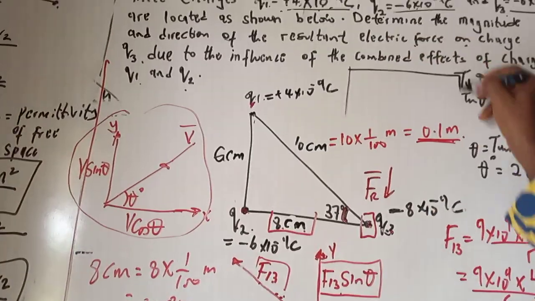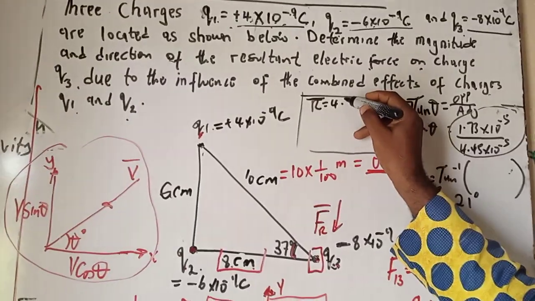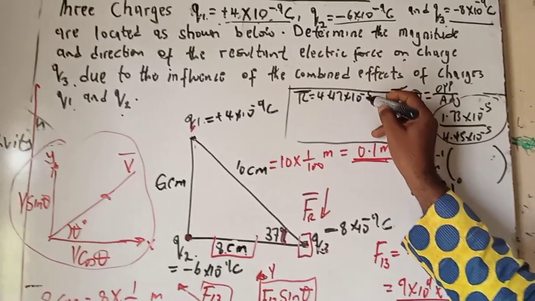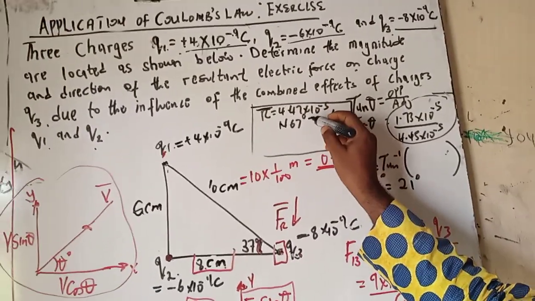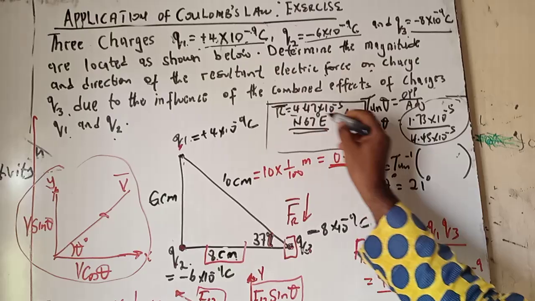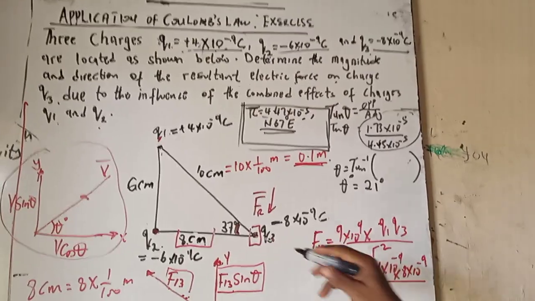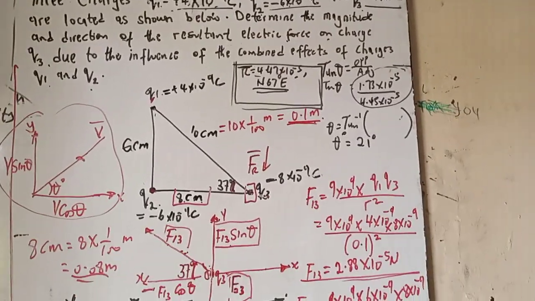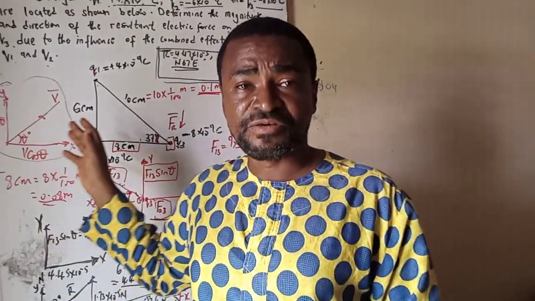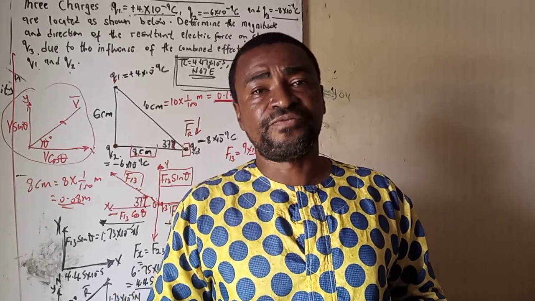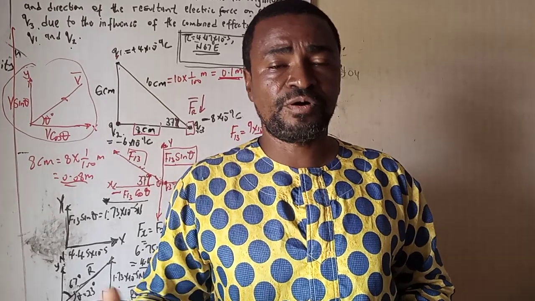So the direction of the force R is given as 4.47 times 10 raised to the power minus 5, then comma, north 67 degree east. This one gives us the direction, this one gives us the magnitude. So we have gotten both the magnitude and the direction of the force acting on the point charge Q3. I believe that you must have learned one or two things in the presentation of the solution of the electrostatic force acting on a given charge due to the presence of other charges.